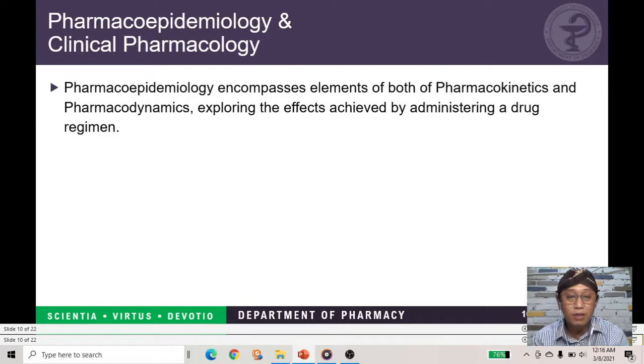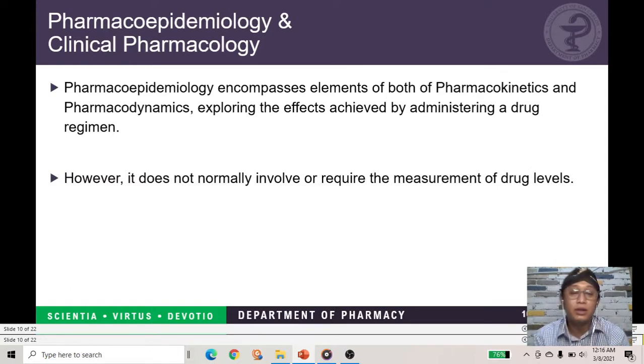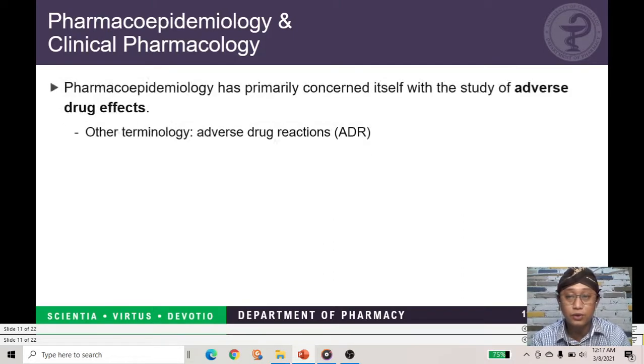Pharmacoepidemiology encompasses elements of both pharmacokinetics and pharmacodynamics, but usually it does not require measuring the drug levels, just like what clinical pharmacology does. It usually tries to understand the impact or the effect of the use of the drugs in the populations. The dose is usually involved, but it does not require the measurement of drug levels in every individual participating in the study. So it's quite different from clinical pharmacology.